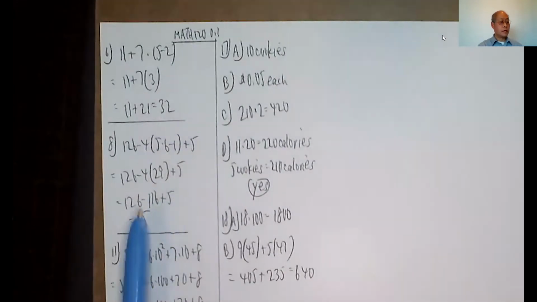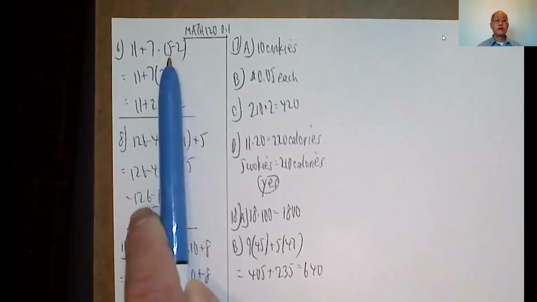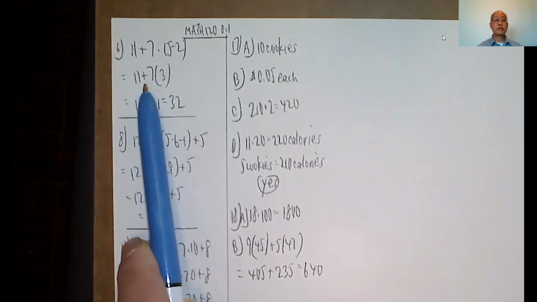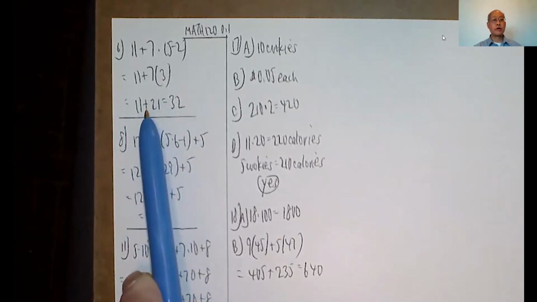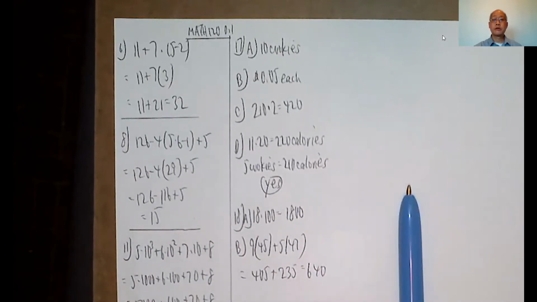Okay, so this was the problem: 11 plus 7 times 5 minus 2. We do 5 minus 2 first, which is 3. So we've got 11 plus 7 times 3, giving me 11 plus 21, and that gives me 32. So my answer is going to be 32 for this particular one.